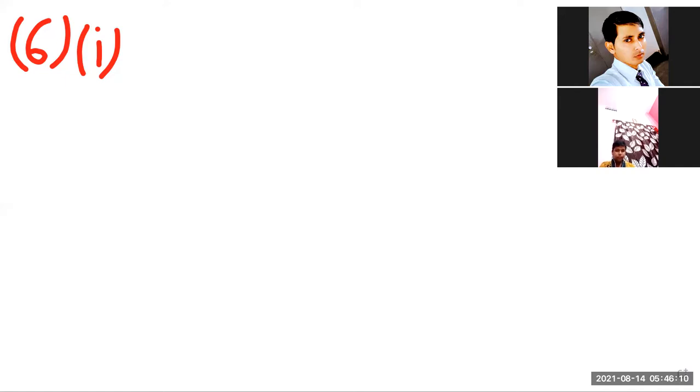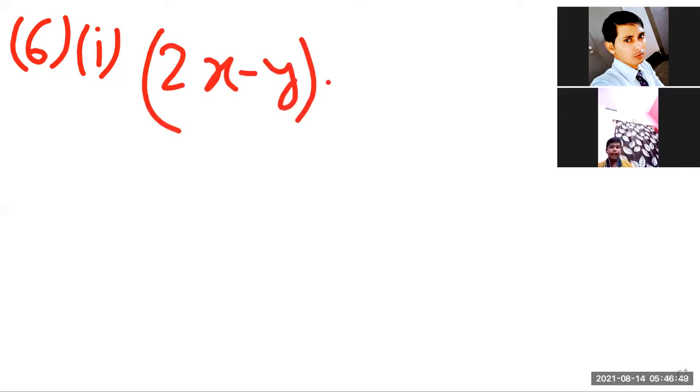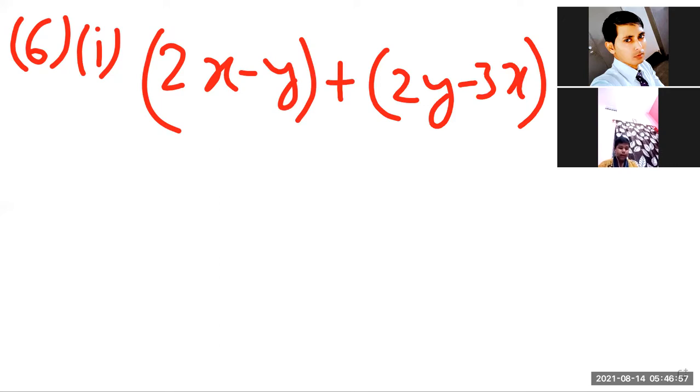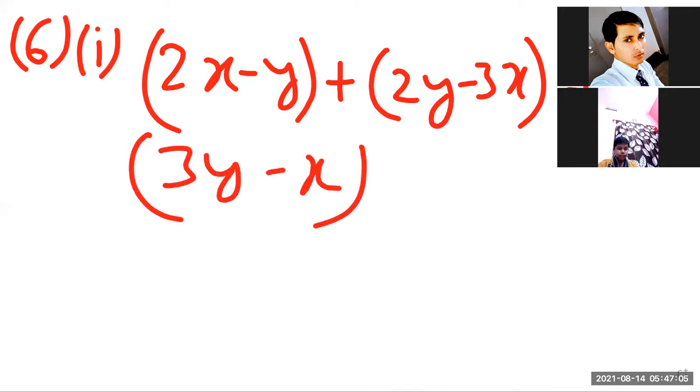तो अब 6 नंबर समझो, 6 नंबर में क्या लिखा है सिंप्लीफाई। सिंप्लीफाई का भी मतलब वही ऐड है, यहाँ ऐड करना है, 2x माइनस y को ऐड करना है, 3 क्वेश्चन है, तो इसको हम लोग ऐड करेंगे। अब यहाँ देखो पहले क्वेश्चन उतारेंगे, ठीक है। Bracket 2x minus y plus bracket 2y minus 3x plus bracket 3y minus x. ये क्वेश्चन है। Yes, sir.